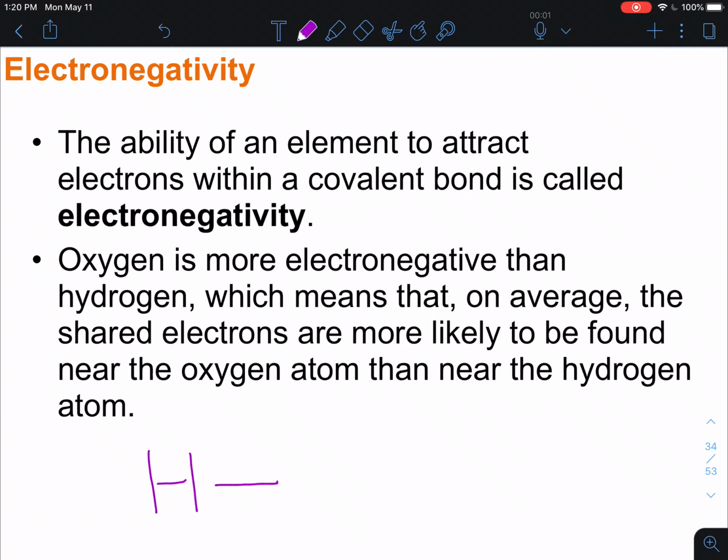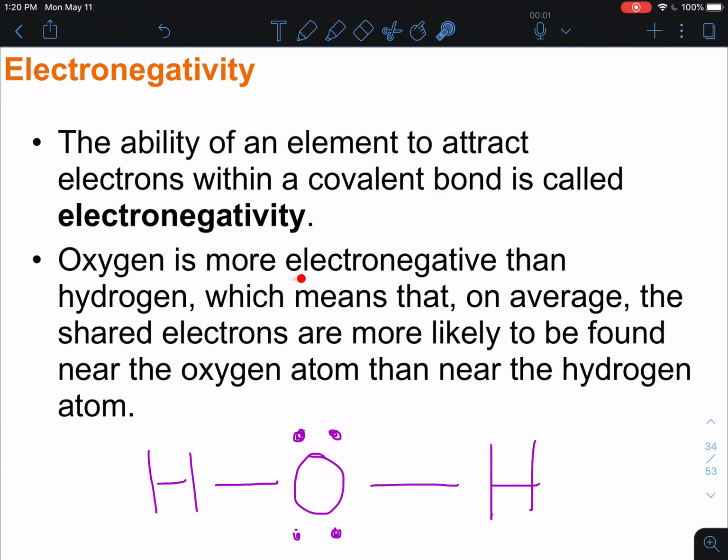So say you have a bond that you're just looking at. Here's the specific Lewis structure for water. So if you're evaluating the electronegativity of oxygen versus hydrogen, first of all, we're looking at how this bond is affected by the electronegativity between oxygen and this hydrogen right here.